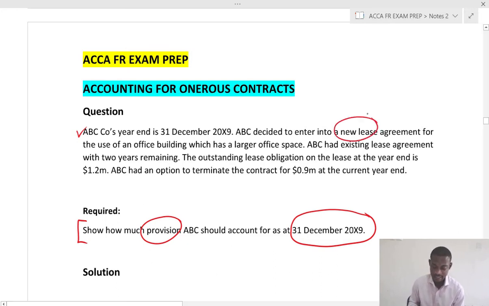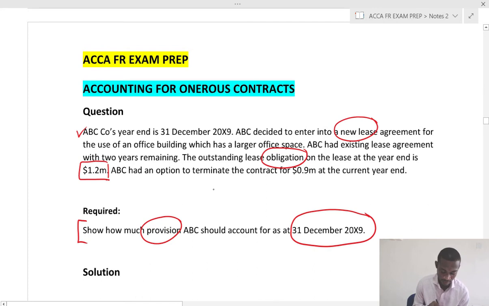ABC had an existing lease agreement with 2 years remaining. So it means that there is an existing lease agreement, and by the year end, they have entered into a new lease agreement. The outstanding lease obligation on the lease at the end of the year is 1.2 million. Remember, this is an obligation.